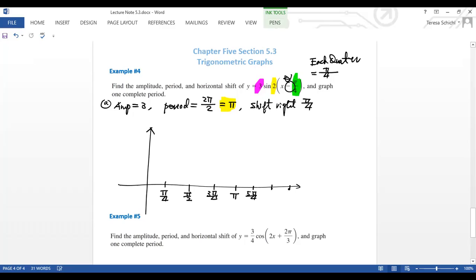So you can continue like this. And because the amplitude is 3, we say 1, 2, 3. So it's 3 here, and 1, 2, 3, so it's negative 3. Okay, now let's try to graph it. Because each quarter is pi over 4, we want to divide these here.